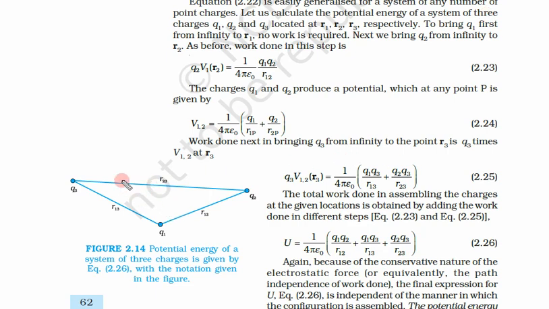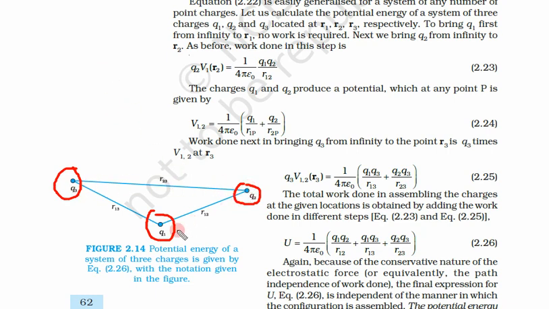Now we have moved to a three-charge system: Q3, Q1 and Q2. We have seen in the previous example that it does not matter whether we bring charge Q1 first, charge Q2 first, or charge Q3 first. It does not depend on which charge we bring to this place first. It is only dependent on the magnitude of the charges and the distance between them.